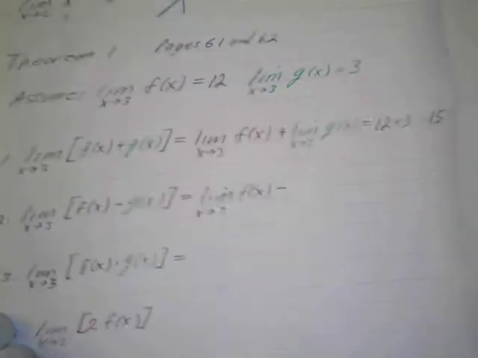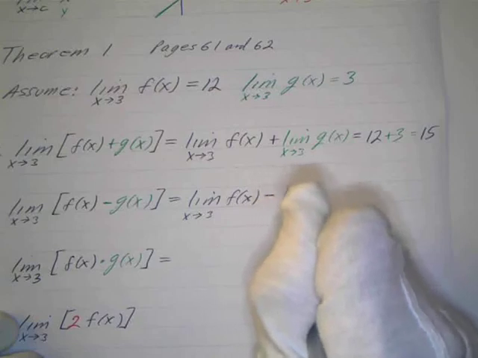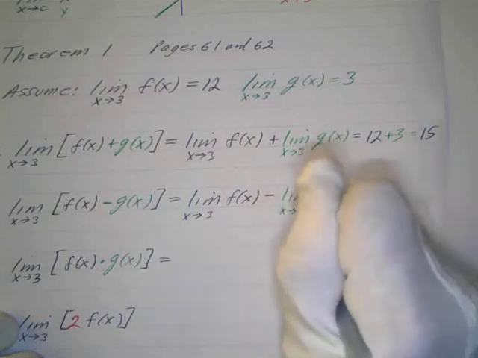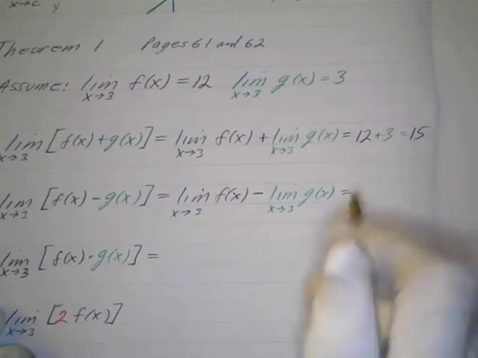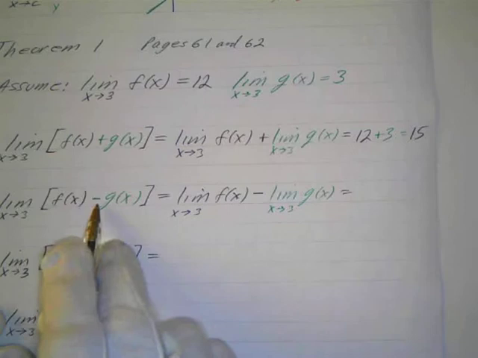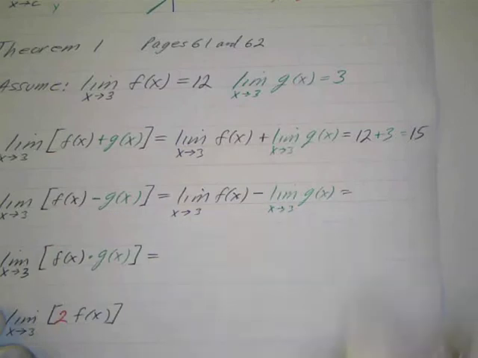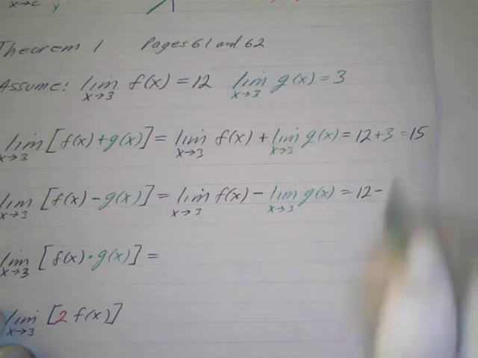minus the limit as x approaches 3 of g of x, and that would equal 12. Again, the limit of the difference is the difference of the limits. So that'd be 12 minus 3, which would be 9.